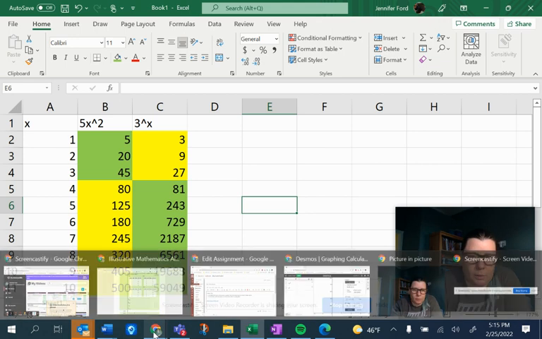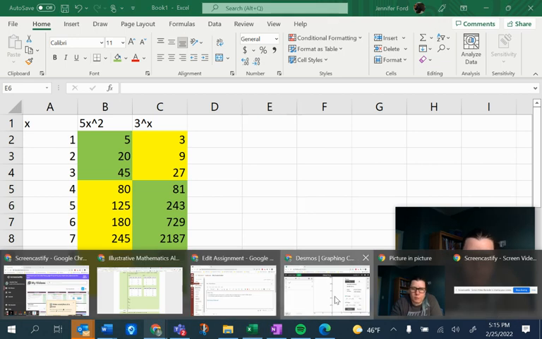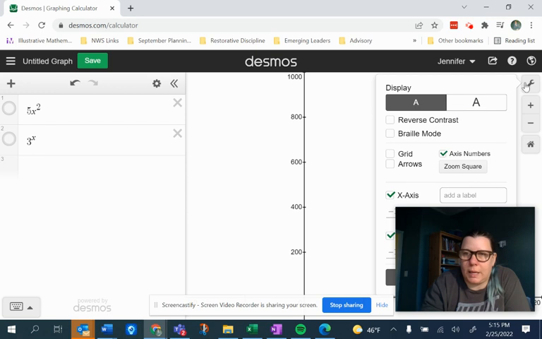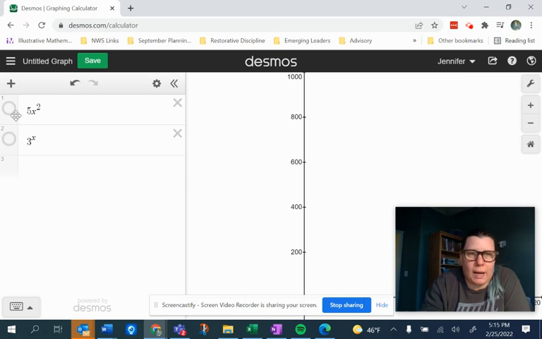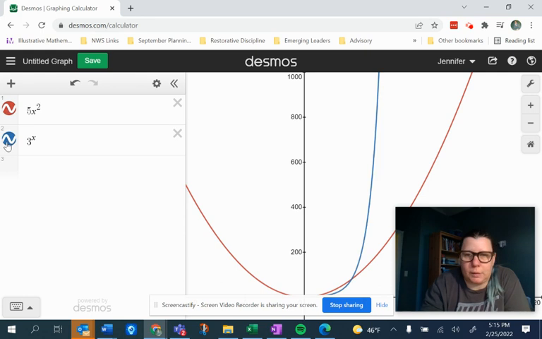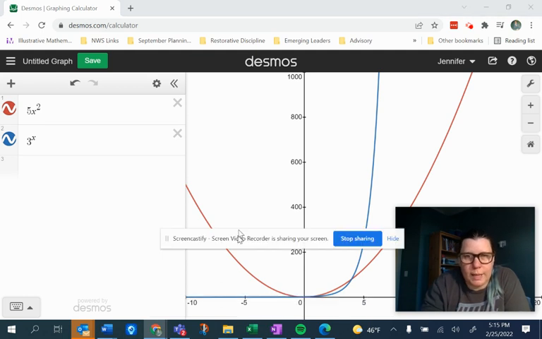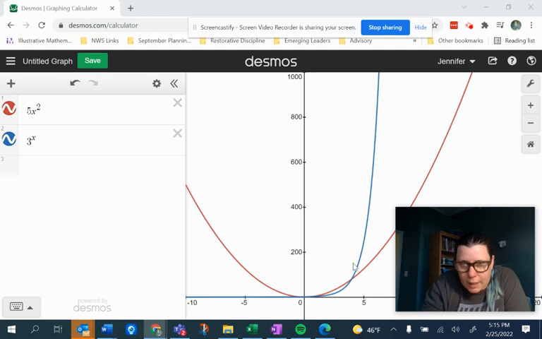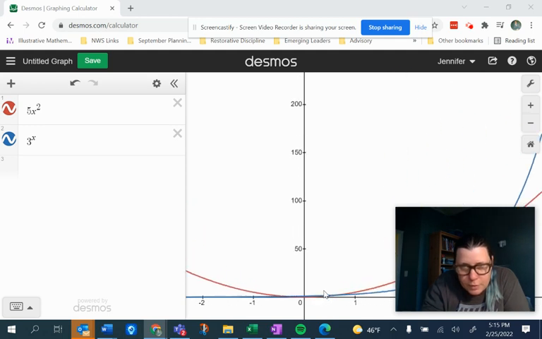You could also use Desmos. You could also look at it on a graph. So 5x squared is going to look like this. 3 to the x power is going to look like this. So you can see that there's a little bit of weirdness happening kind of down around here. This is the part where the 5x squared is bigger. But if we go in, this is where the weirdness is.